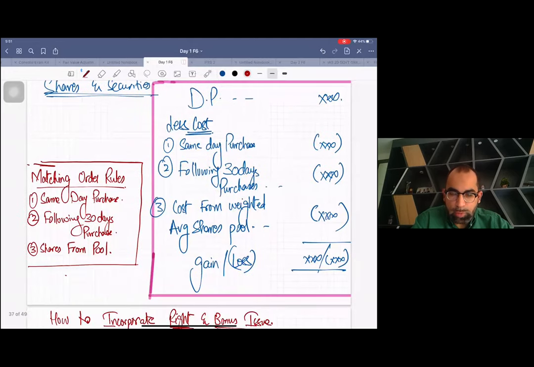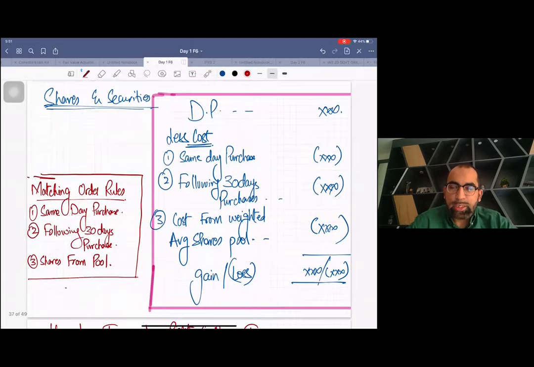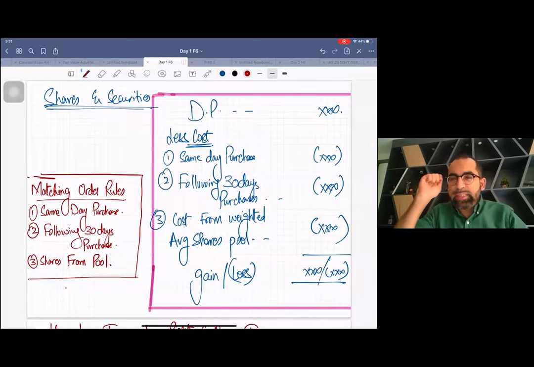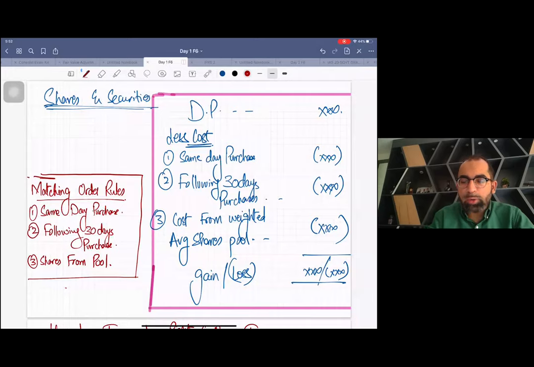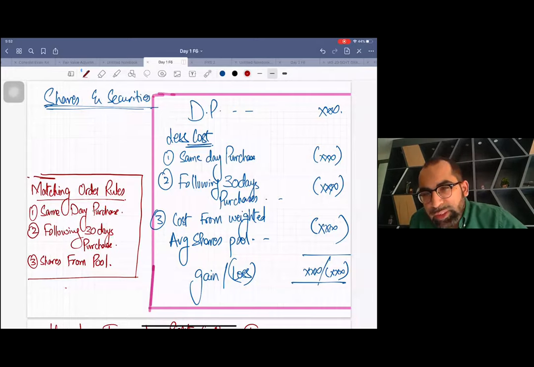Now, there is one more area for individuals, the shares and securities. Sometimes individuals buy shares and then they sell them. Listen very carefully. Whenever an individual sells shares, shares are also a chargeable asset. So how do we calculate the gain of shares? For example, 10,000 shares are sold. So definitely when you sell 10,000 shares, the disposal proceed is also given.